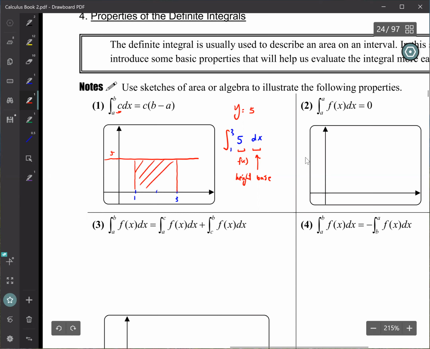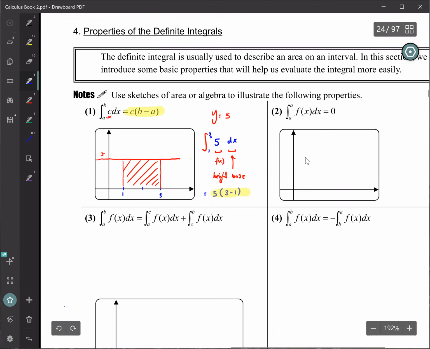So that's the shape of a rectangle, right? So for the area of a rectangle, we do base times height. Height is always 5. So 5 times 3 minus 1. Okay, so that's why we get this formula: c times b minus a, which is 5 times 3 minus 1. Okay, pretty straightforward. So this one is a rectangle.